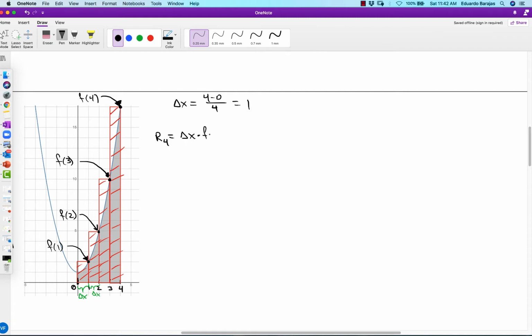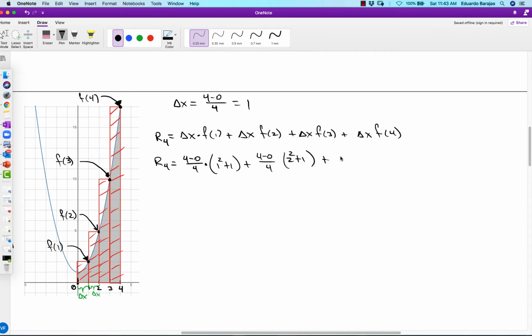So it's going to be delta x times f of 1 for that first one, plus delta x times f of 2, plus delta x times f of 3, plus delta x times f of 4. Okay, so R sub 4 is equal to delta x, which is (4 minus 0) divided by 4, times f of 1, which is 1 squared plus 1, plus another (4 minus 0) divided by 4, times 2 squared plus 1, plus another (4 minus 0) divided by 4, times 3 squared plus 1, plus (4 minus 0) divided by 4 times 4 squared plus 1.